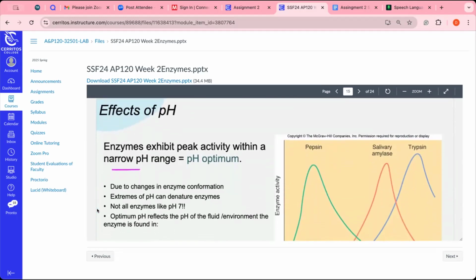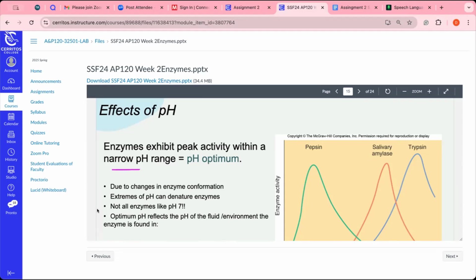Okay, so what about pH? Well, enzymes exhibit peak activity within a narrow pH range called the pH optimum. Due to changes in enzyme conformation, the extremes in pH can denature enzymes. Not all enzymes like pH 7, not all enzymes like neutral conditions. Some enzymes like acidic conditions, some enzymes like basic conditions. Optimum pH reflects the pH of the fluid or the environment that the enzyme is found in.